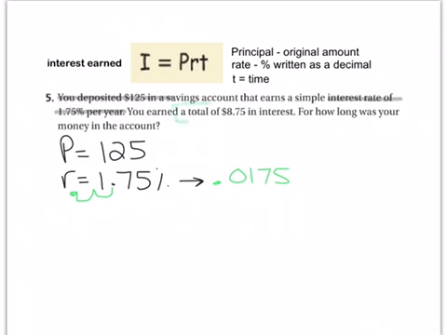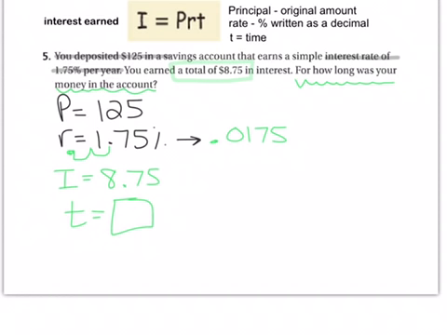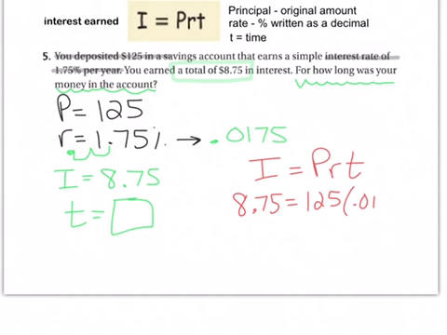You earned a total of $8.75. Whatever you earn is the interest. So now the interest is $8.75. The question is, for how long was your money in the account? They are asking me to come up with the time. So now I'm going to go back to my formula. Interest equals PRT. The interest is 8.75. Principal was $125. Rate is 0.0175. And I don't know the time. So now I have to solve this equation for t.